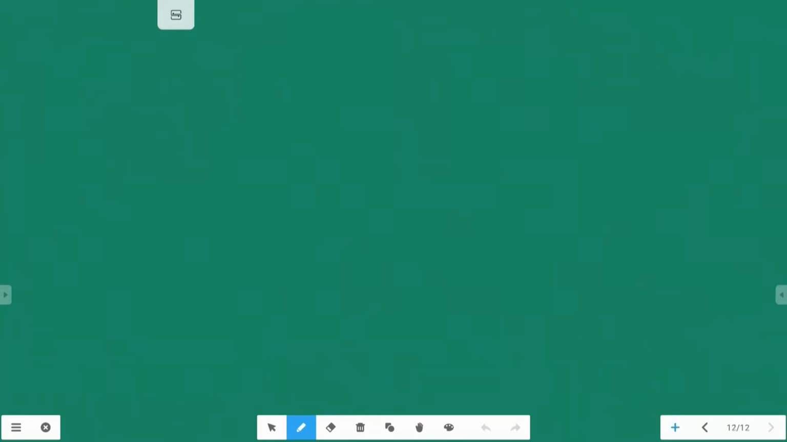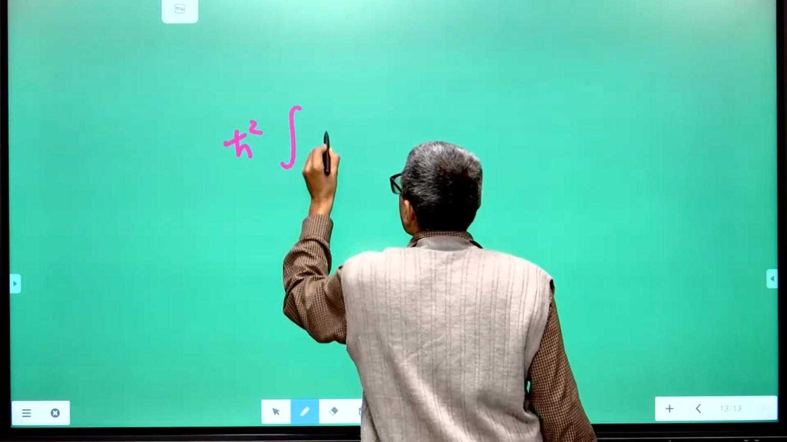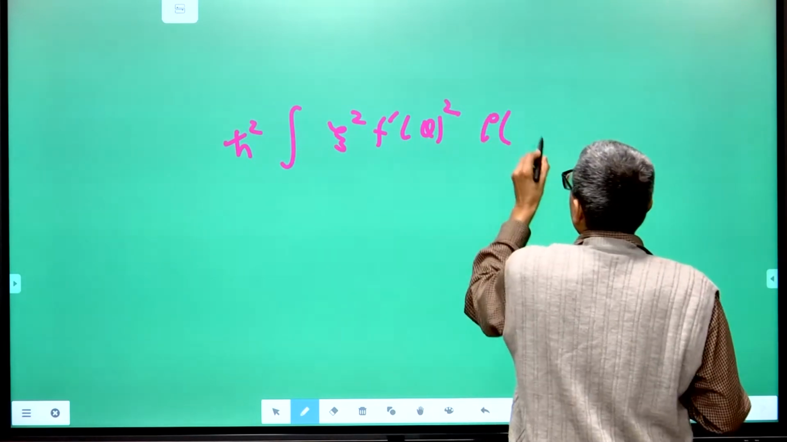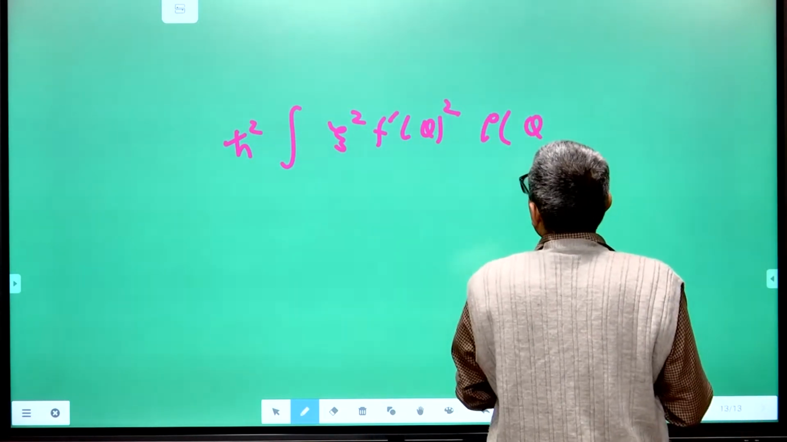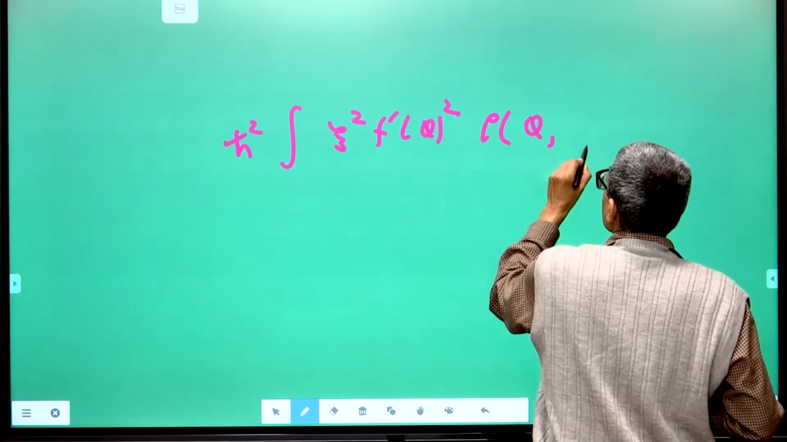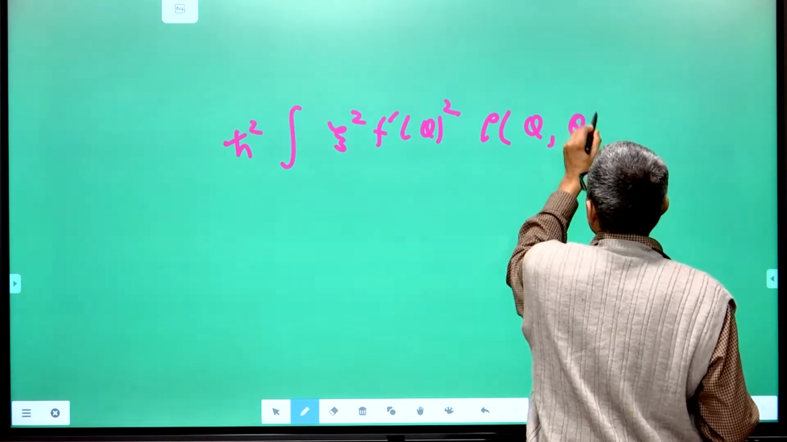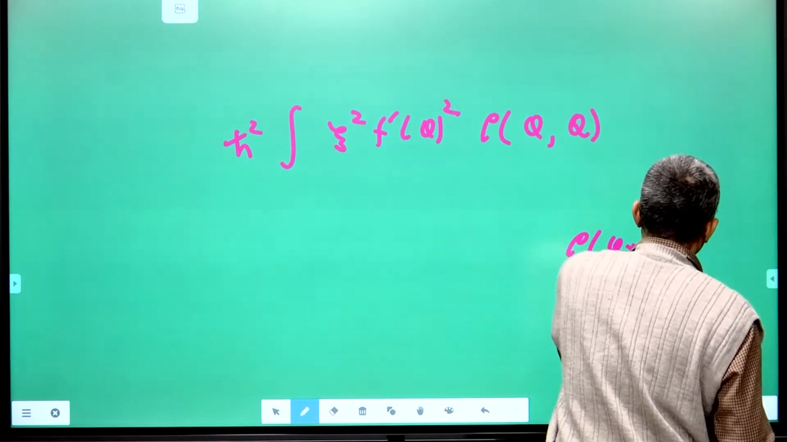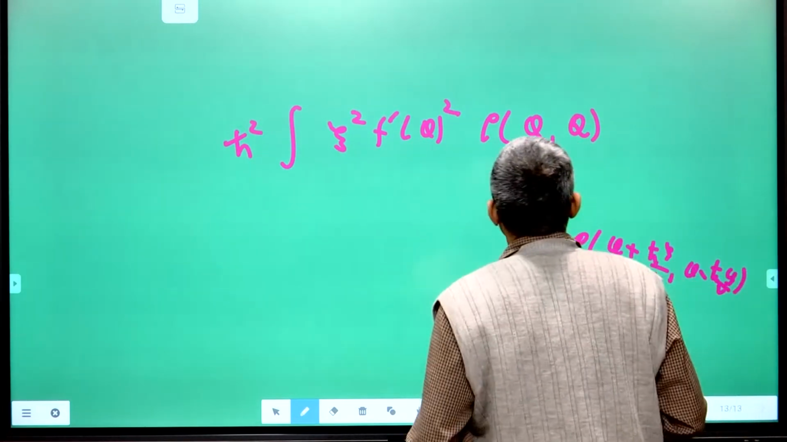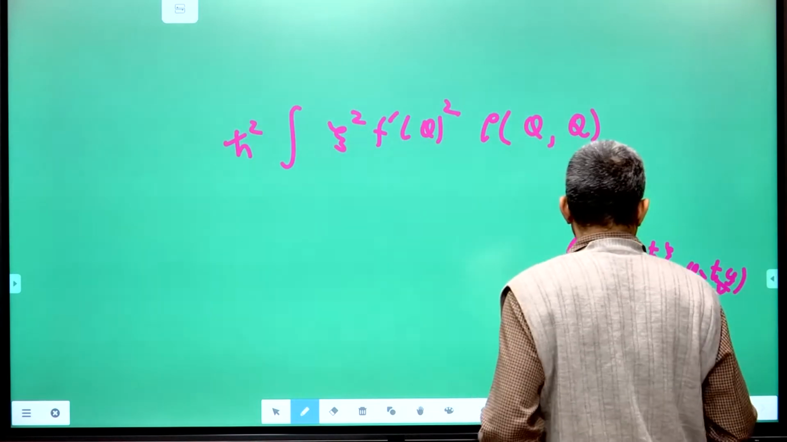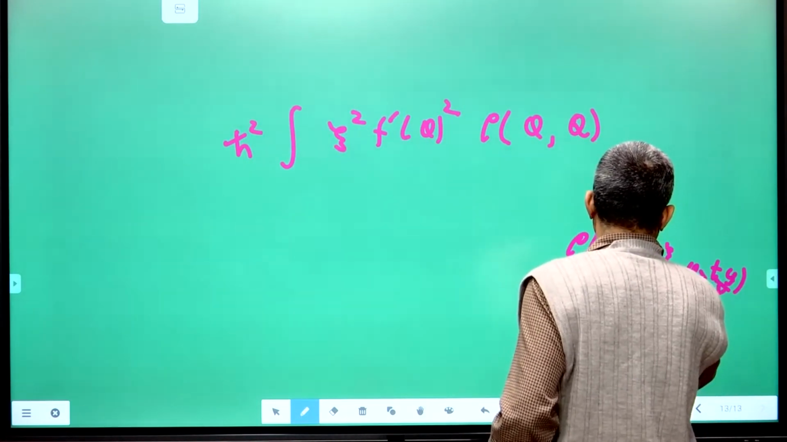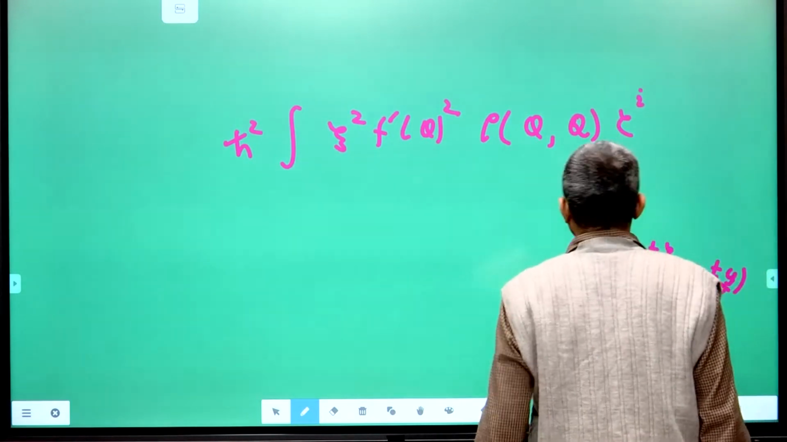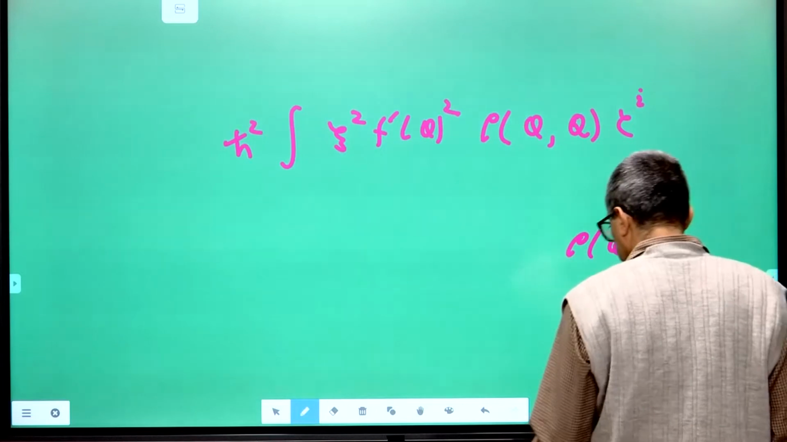So if you go up to order h square, what do you get? Up to order h square, you get h square into the integral of xi square f dash of q square into rho of q, q. So rho of q, q, if you expand, you had rho of q plus h xi by 2 and q minus h xi by 2, right? You had this term. So if you expand this, you get dou rho by dou q. This will start with h cross, whereas this starts with h cross square into e power i. Let us retain those terms here.